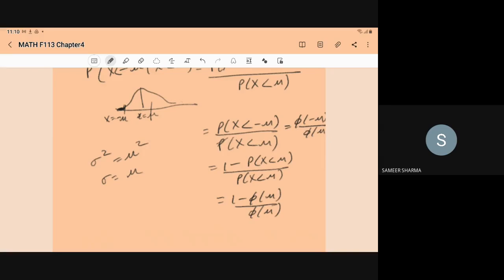So it will become x minus mu upon sigma, mu minus mu upon sigma. So that is 0. And phi of 0 is 0.5. So 1 minus 0.5 upon 0.5.